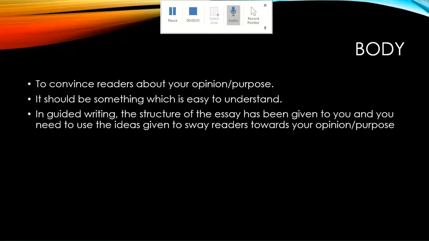When writing the body of our essay, we need to constantly remind ourselves that we need to convince readers about our opinions or purpose. The more convincing our essay is, the more they can relate to it, making our essay meaningful to them. To do so, we need to make our essay easy to understand. And for this guided writing, the structure of the essay has been given to us. So let's use it to write our body.